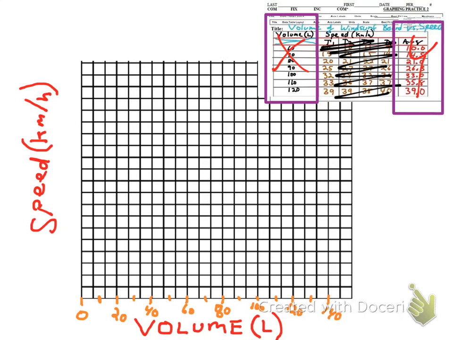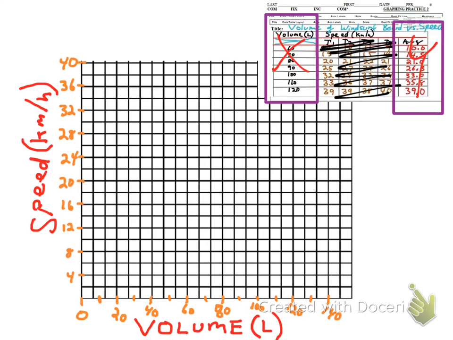Y-axis. Oh, I'm a little bit ahead of myself. You'll notice I crossed some stuff out in the upper right corner of the data table. It's because I wanted to emphasize to you that now that we have trials in here, you are not including the trials when you graph. It's just the volume, which will be your X value, and the average, which will be your Y value. Those are the pairs that you're graphing.